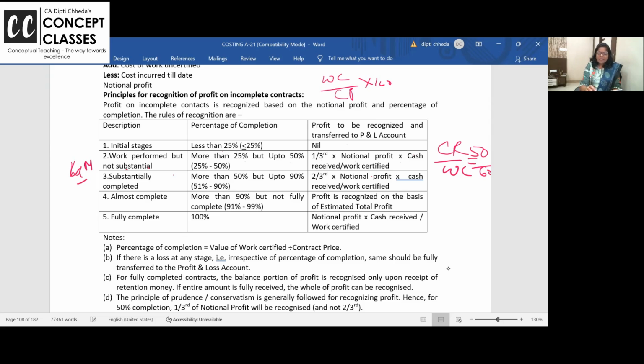If work certified is more than 25%, less than 50%, go for it. If work certified is more than 50%, less than 90%, then 2/3 into notional profit into cash received by work certified.